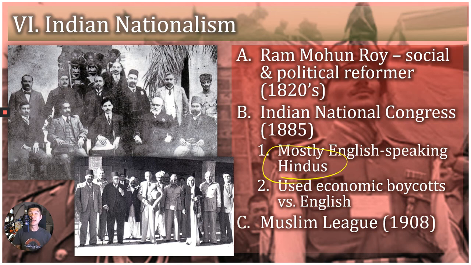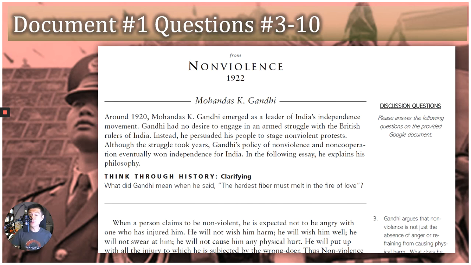And so an adjoining organization known as the Muslim League was formed in 1908. In both cases, the usage of economic boycott and other methods are going to come to be, including the ideas of a leader by the name of Mohandas K. Gandhi, who wrote this piece here, Nonviolence. And he's going to have a different way to fight the British. Not in the traditional sense of we're going to rebel, like in the Sepoy Mutiny, which didn't quite work as such, but he has a different tack that he's going to try to use.